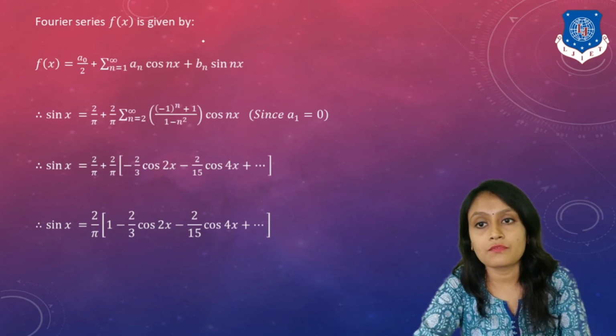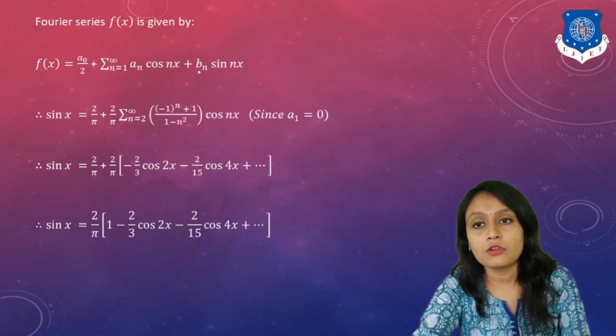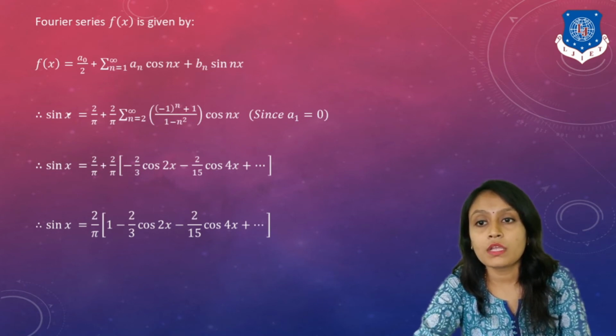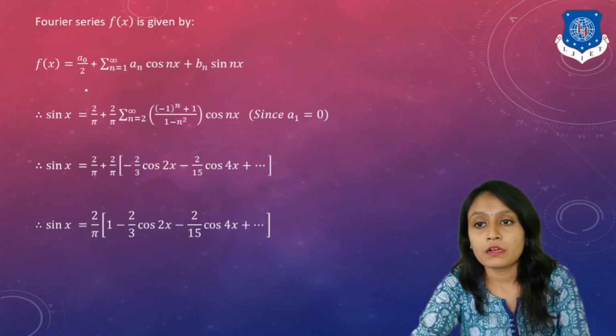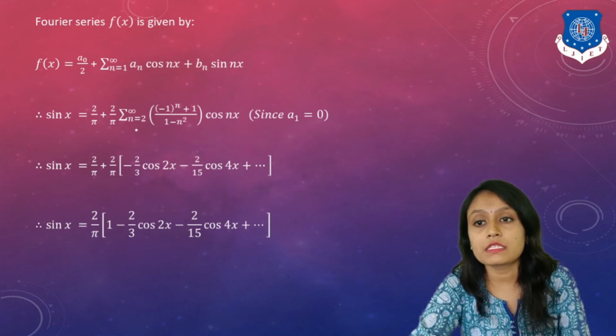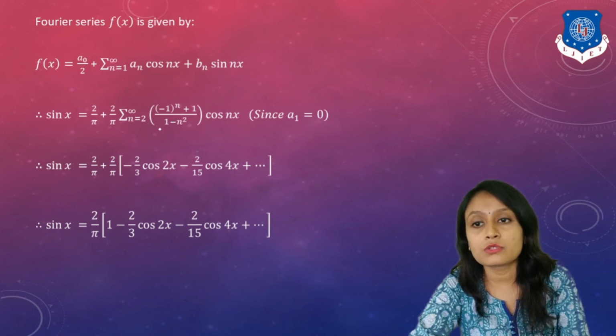Now finally, write down the final answer. The Fourier series of function f(x) is given by the formula a0 by 2 plus summation n from 1 to infinity a_n cos nx. b_n is 0 when we are finding the cosine series, so this term will not come. Just substitute the values of a0 and a_n, and you will get this answer. Here I have written summation n from 2 to infinity. Why? Because a1 is 0, so the summation will go from 2 to infinity.